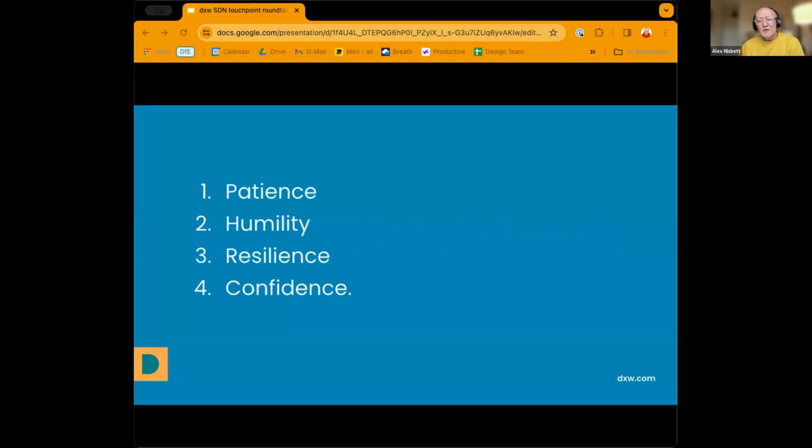These are 4 human things. These are things about us. These are not things about frameworks. These are things about as much about our behavior as designers within implementation. So patience, accepting that conditions may not always be ideal.